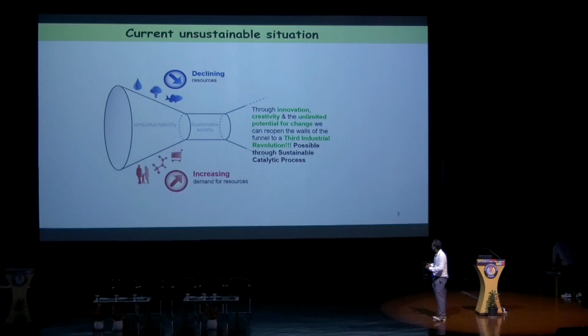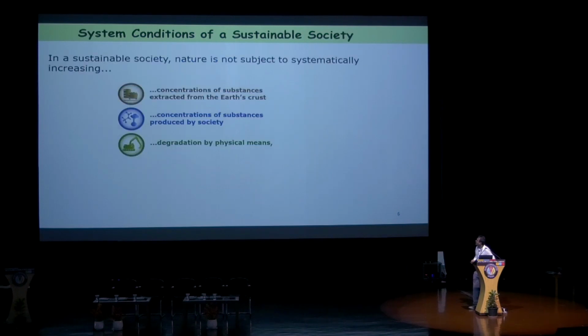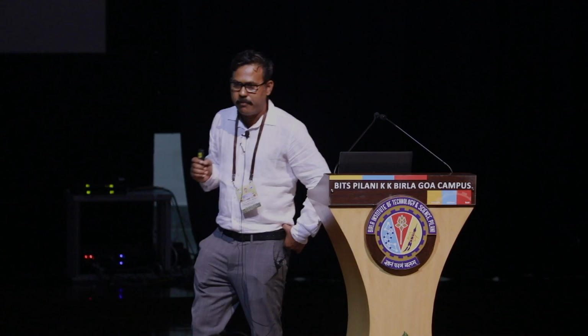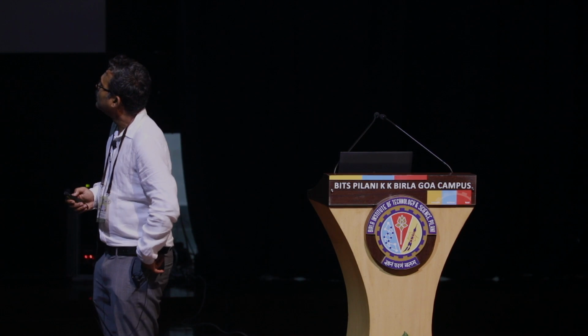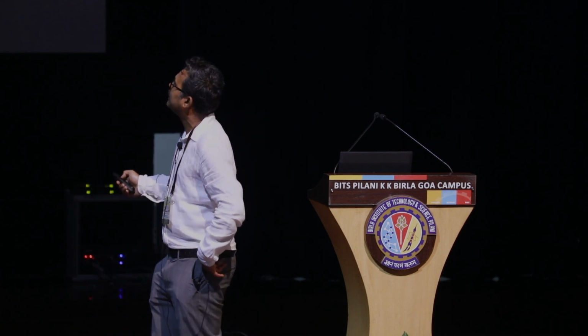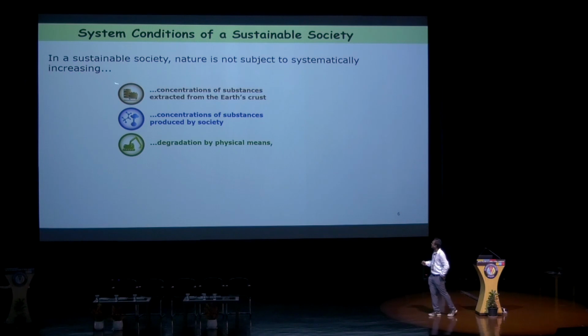And that has unlimited potential so that we can break this barrier and reverse this process. There again, catalytic processes are very, very important. How to make processes sustainable. What conditions our planet should follow is that in a sustainable society, nature is not subject to systematically increasing concentrations of substances extracted from the earth's crust. So if we keep on taking substances from the earth's crust, then we are not going towards a sustainable society.